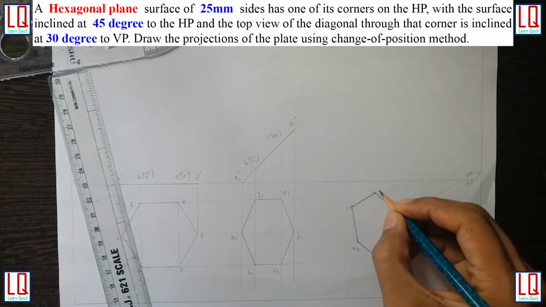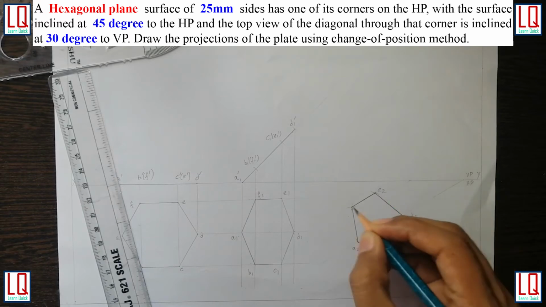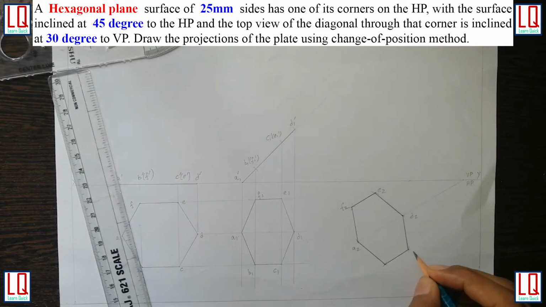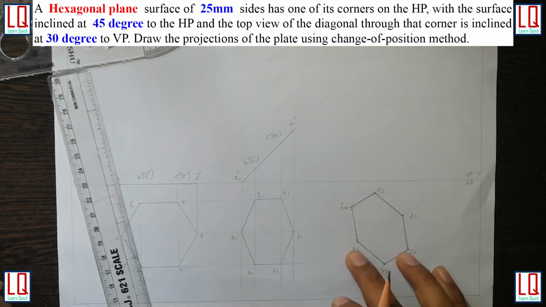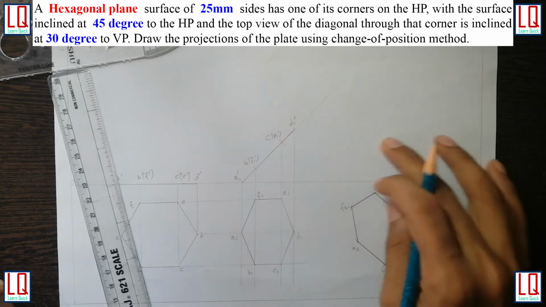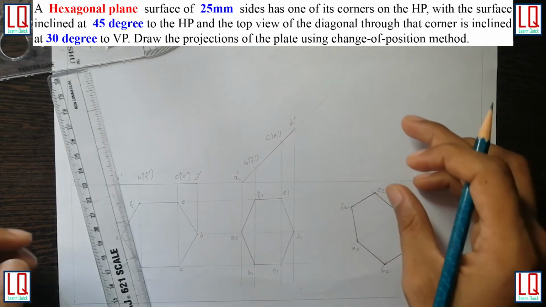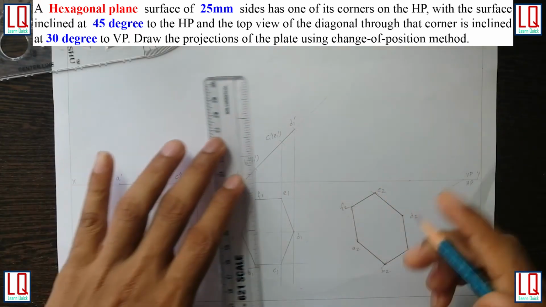Now I mark E2, F2, C2, B2. Now to draw your step 6, project all corners from step 5 and step 3. The intersecting point will result in your step 6. That is your final view in front view.